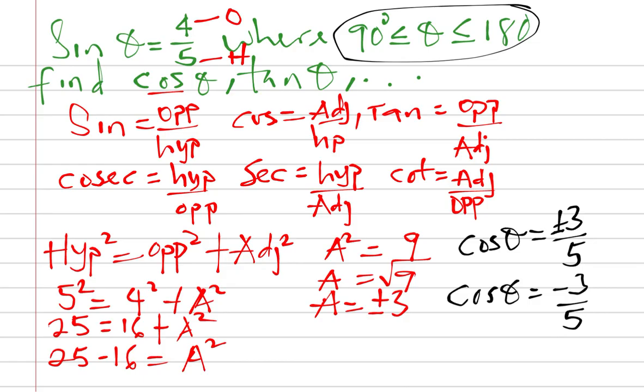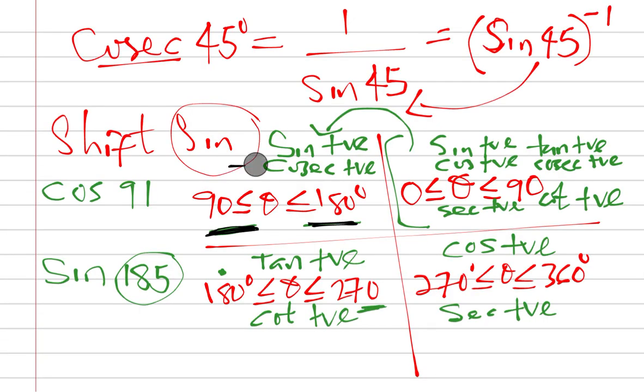Then what about cosec? If I want to do cosec, it will be hypotenuse, which is 5, over opposite. Our opposite is 4. You can see that I did not use the adjacent here at all. And remember, cosec under the second quadrant is positive, and you can see that our answer is positive, because only sine and cosec are positive in the second quadrant.